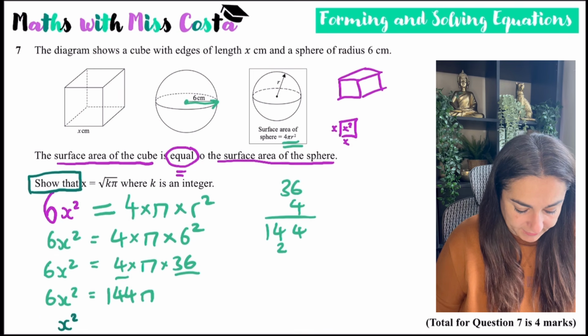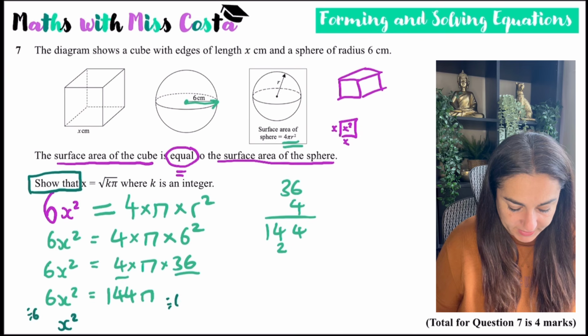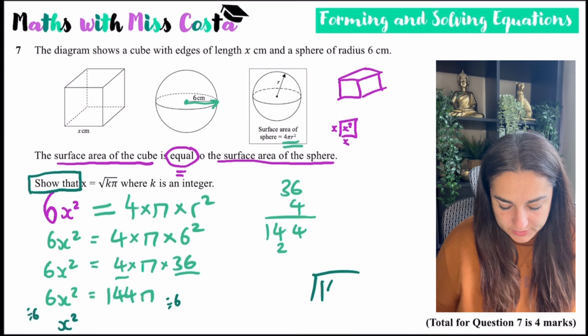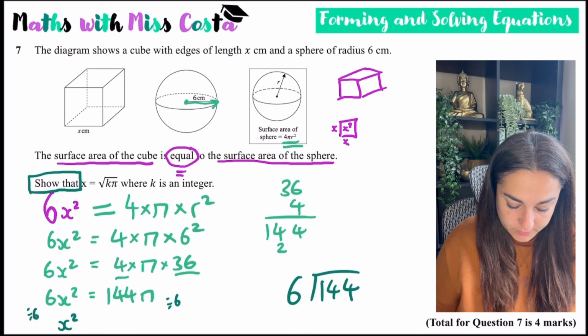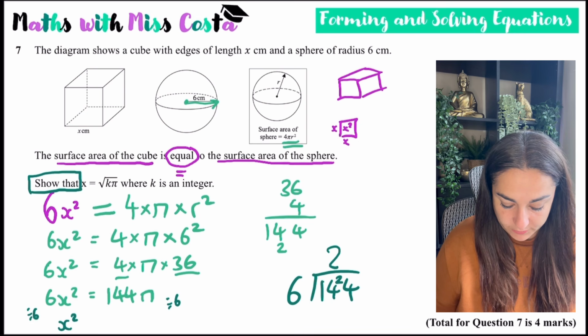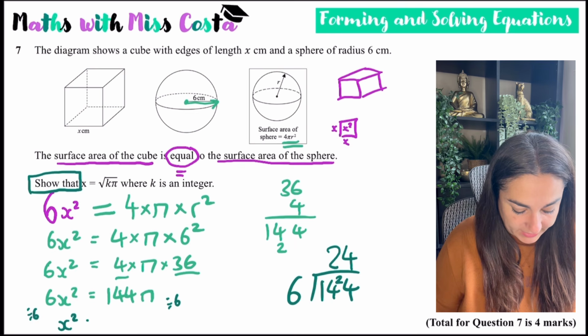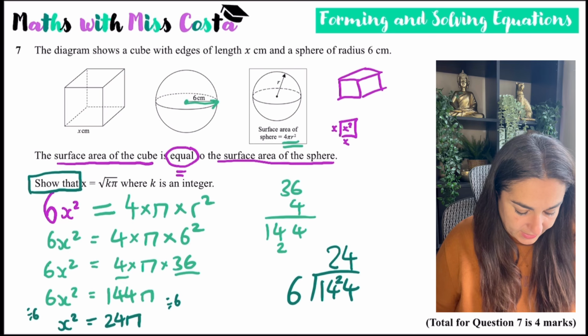So first things first, I could divide both sides by 6. So 144 divided by 6: 6 into 14 goes twice, remainder 2; 6 into 24 goes 4 times. So x squared is 24 pi.